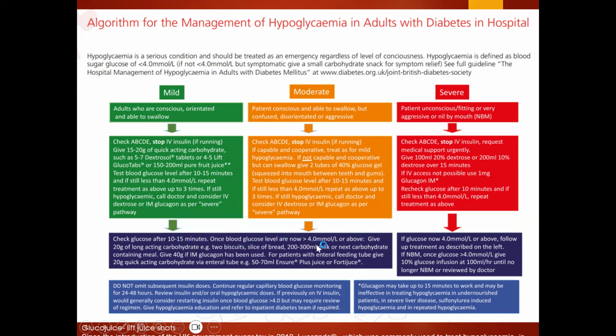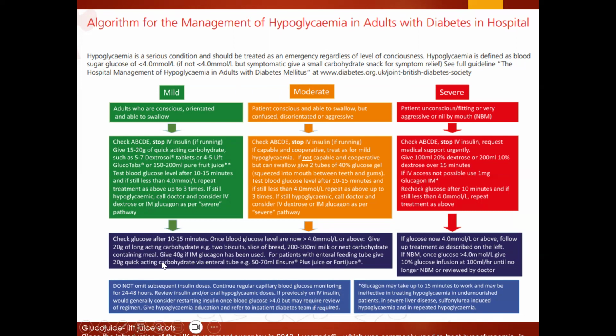Once blood glucose levels are more than 4 millimole or above, give 20 gram of long-acting carbohydrate like 2 biscuits, as we had given in this patient, a slice of bread, 200 to 300 ml of milk, or the next carbohydrate-containing meal. Give IM glucagon for patients with an enteral feeding tube. Give 20 gram quick-acting carbohydrate via enteral tube, which can be 50 to 70 ml of Ensure Plus or 40 ml juice.